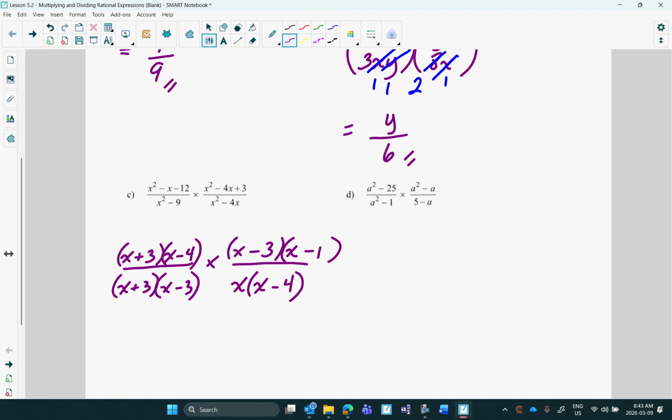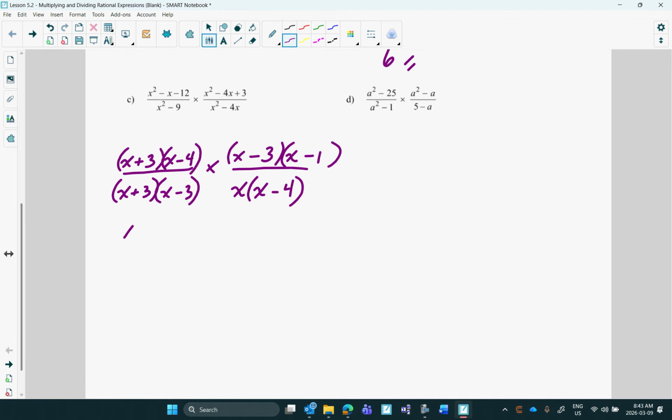Now remember, before you reduce, state the non-permissible values. All the values of X that would make the denominator 0. So just go through all the factors. What would make this 0? That's an NPV. What would make this 0? That's another one. What would make this 0? 0. What would make this 0? So those are all the NPVs.